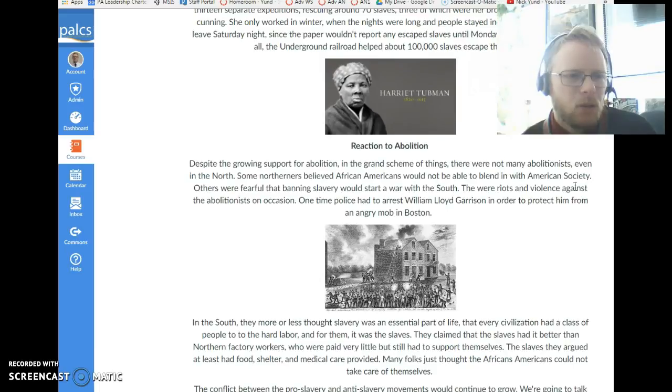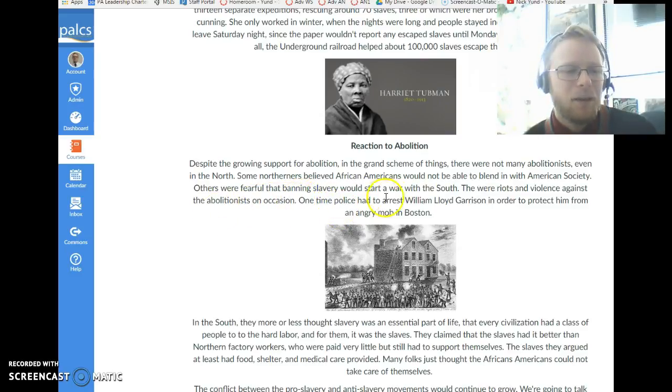Quickly, reaction to abolition. Despite the growing support for abolition, in the grand scheme of things, there weren't that many abolitionists even in the North. Some Northerners believed African Americans would not be able to blend in with American society. We call that assimilation. They didn't think they would be able to assimilate and become part of the culture. Others were fearful that banning slavery would start a war with the South. Where did they get that idea? There were riots and violence against abolitionists on occasion.